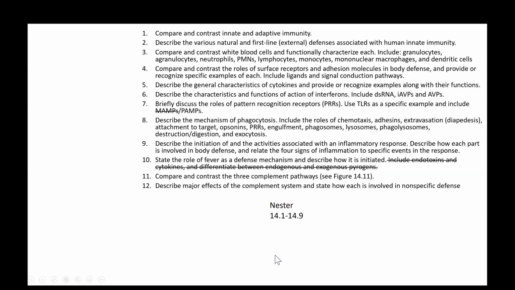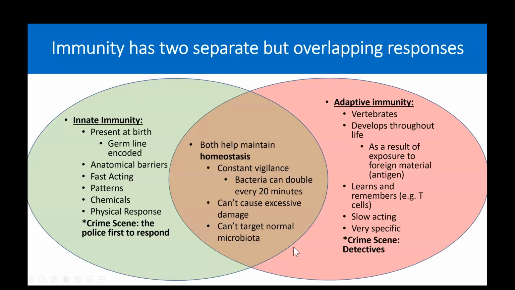So let's go ahead and review the learning objectives for this unit, which I hope you've already gone over. You can see there's about 11 or 12 of them, and it looks like I crossed out a couple. We really are going over the first two thirds maybe of chapter 14 of the Nester text. Lecture number 10 is all about innate immunity, whereas lecture 11 is all about adaptive immunity.